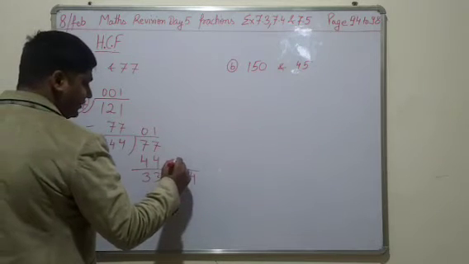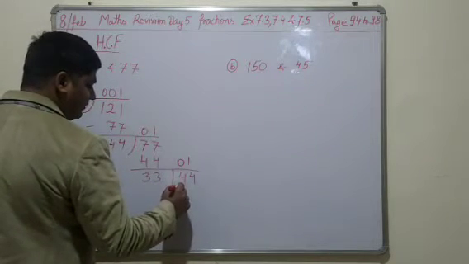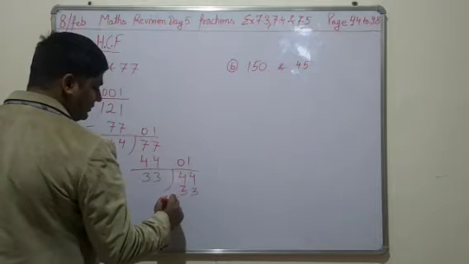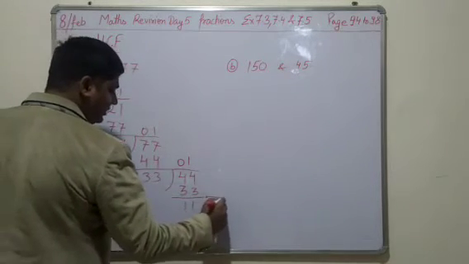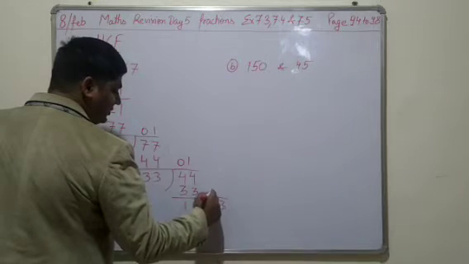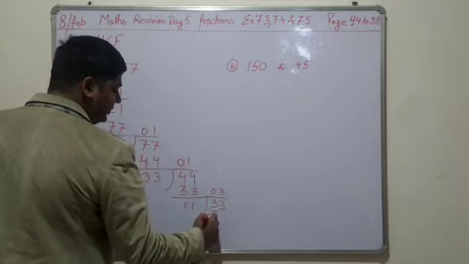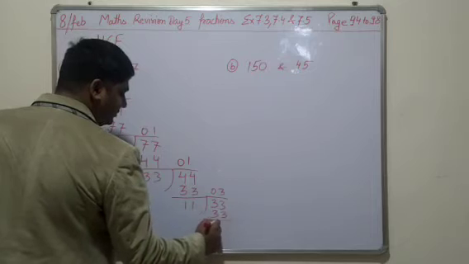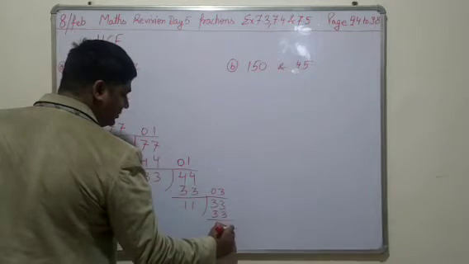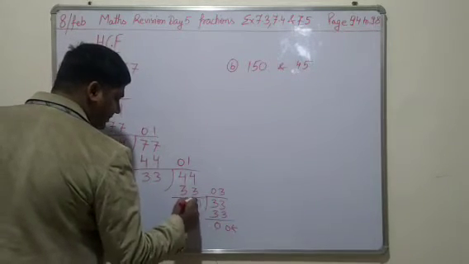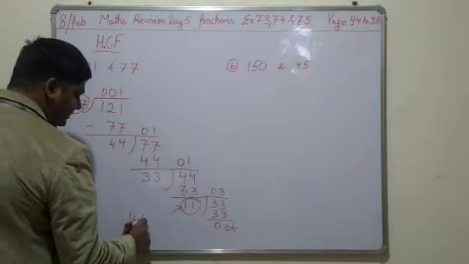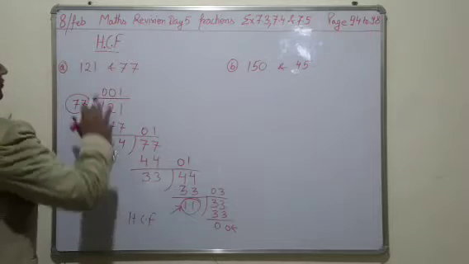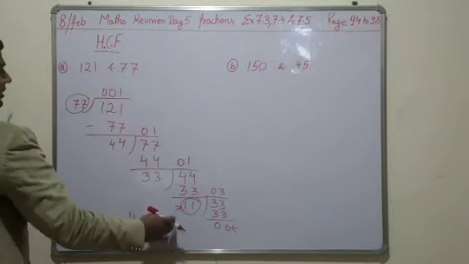Now 1 time 33, and this will be 11. Again we will call this 33 here. Now it will be 3 times 11 is 33, and the remainder is 0. So the remainder is 0 and the last divisor is our HCF. So the HCF of 121 and 77 will be 11.